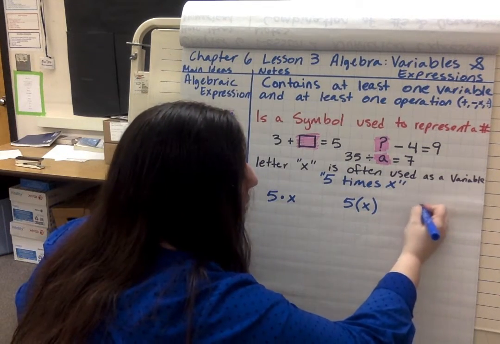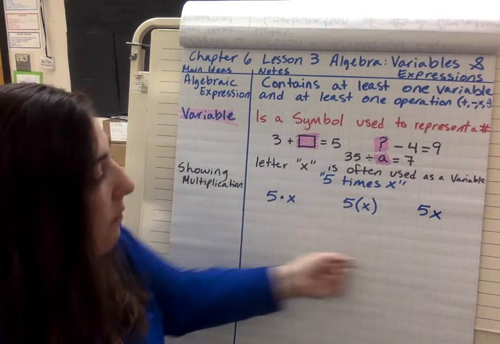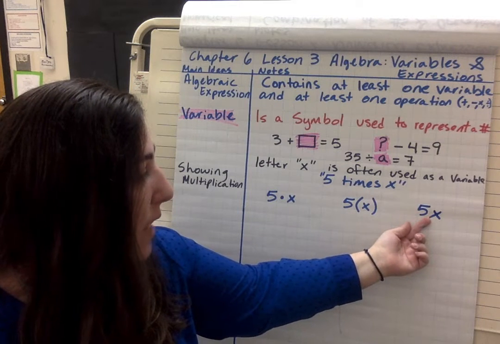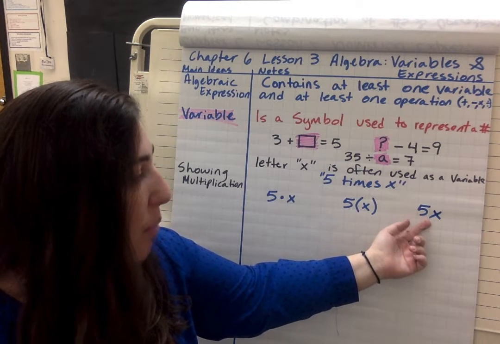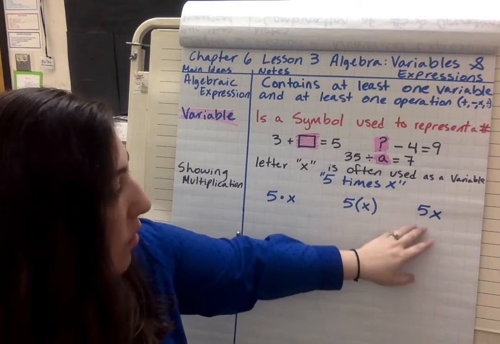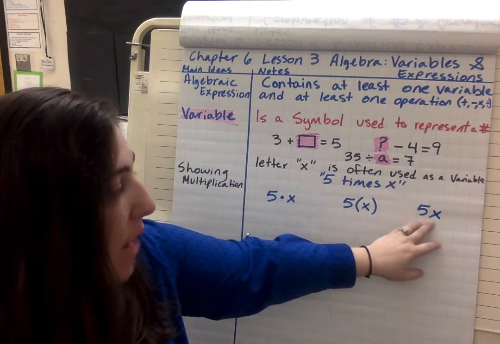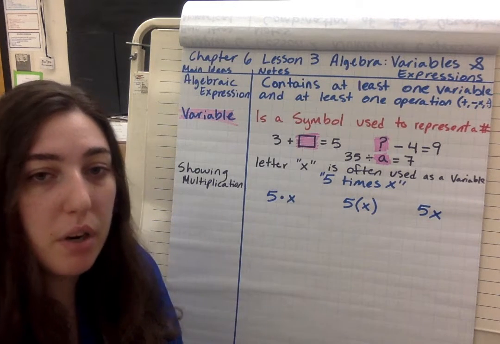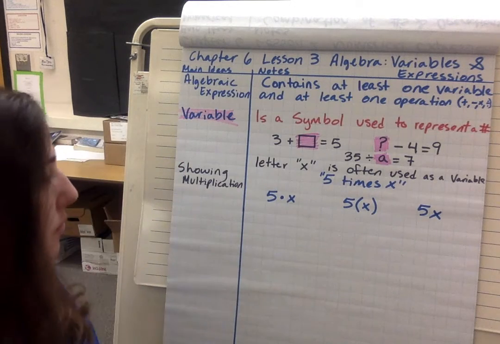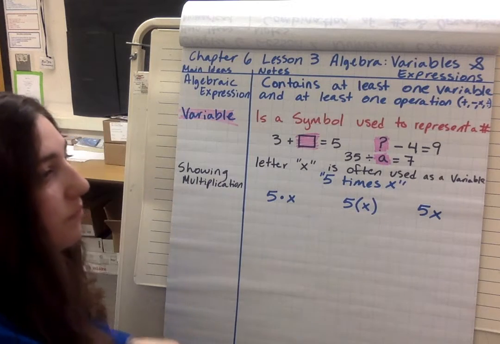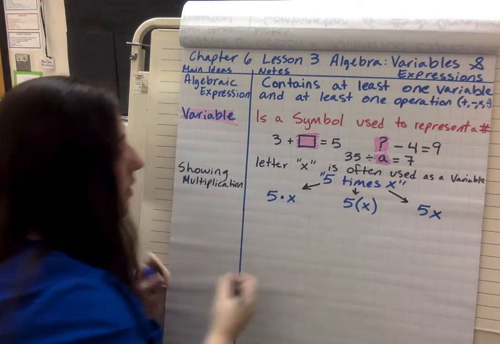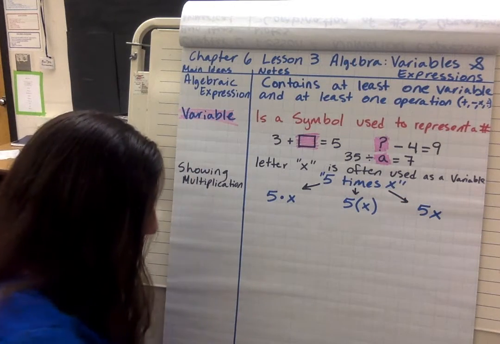Okay, and then another way is just 5 and x together. There are no spaces in between, no operations in between. This tells you that they are being multiplied. So this also says 5 times x. Anytime you see a number and a letter close like this, that means they're being multiplied. I'm just going to highlight that these are all ways to say 5 times x.